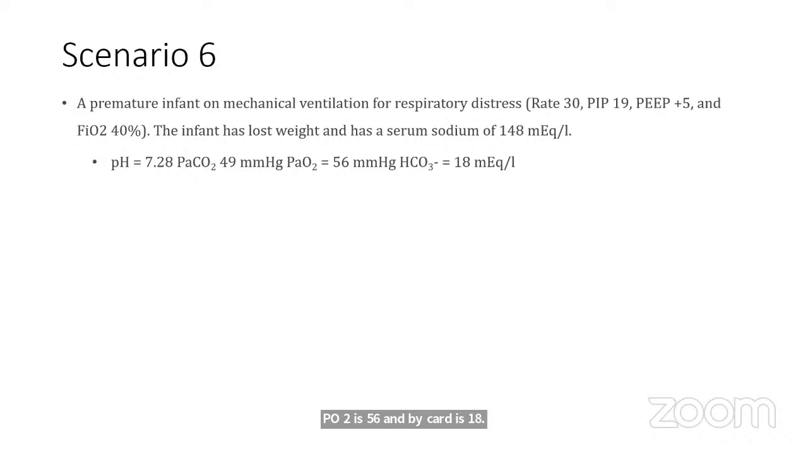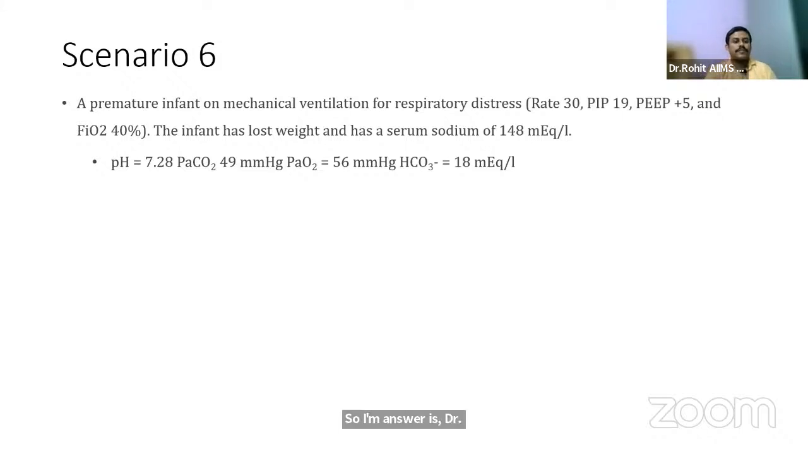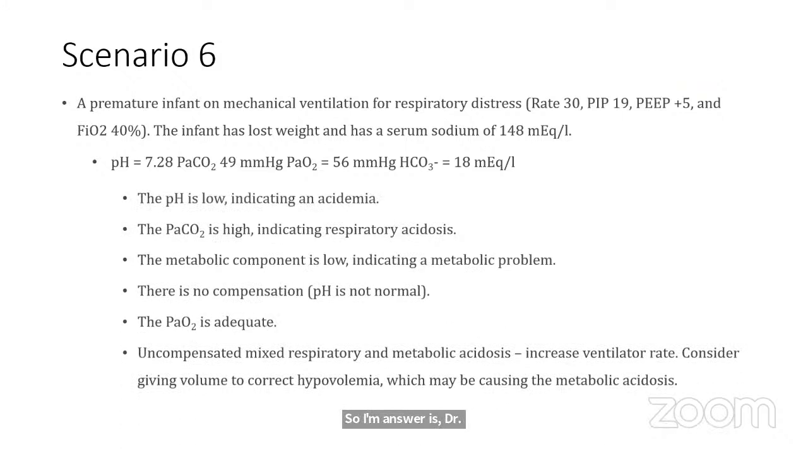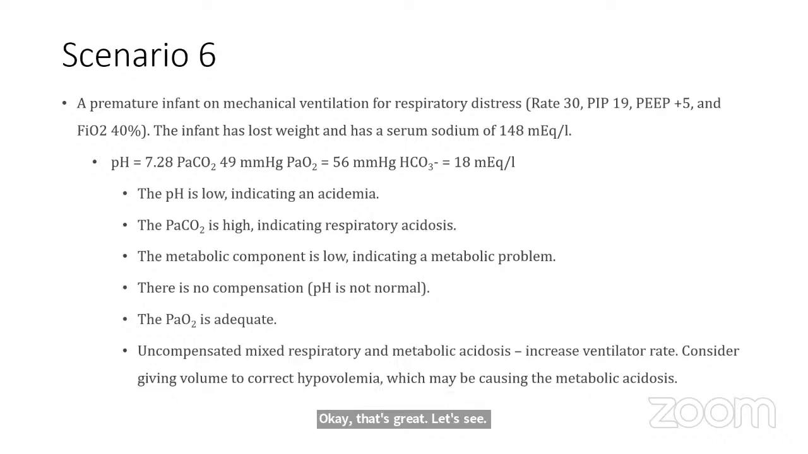Explanation? So the answer is, Dr. Kanouri answered, metabolic acidosis with added respiratory acidosis. Okay, that's great. Let's see. pH is low, so this is acidemia, right? No confusion. PCO2 is high, so this is a respiratory problem. The metabolic component, is it in keeping with acidosis? Is it compensating for the CO2? No.